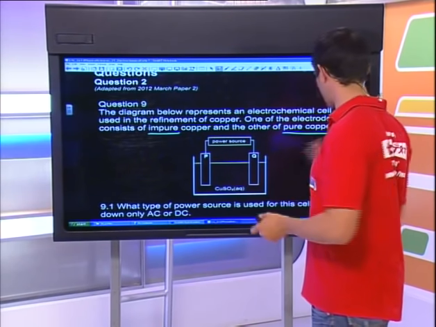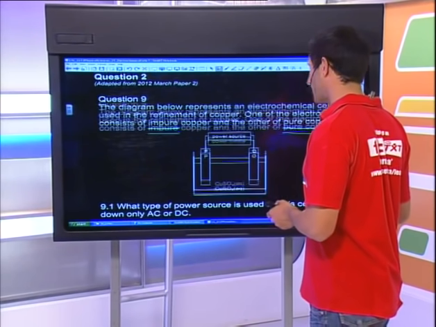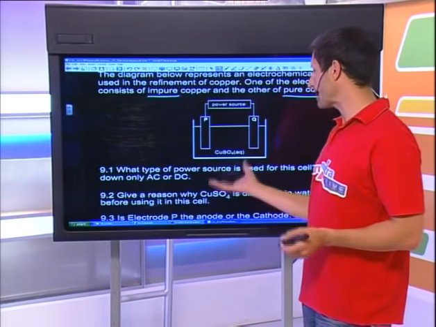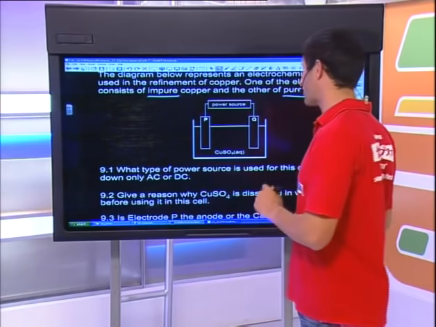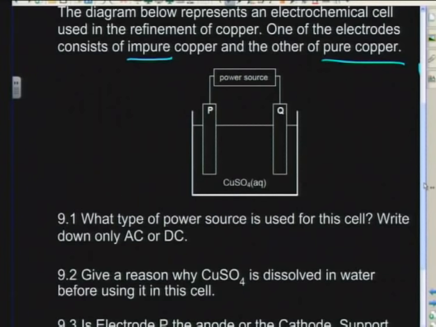So let's go through these questions and see what's going on here. Okay. Now it says, what type of power source is used for the cell? Now this is completely out there. It says, write down only AC or DC. If you remember from grade 11, AC means alternating current. DC means direct current.